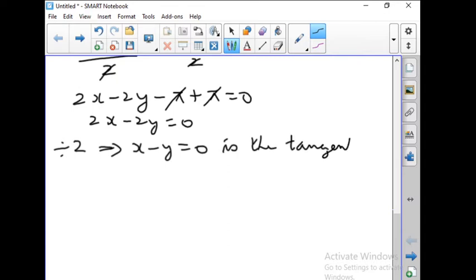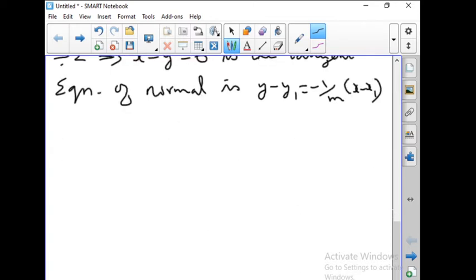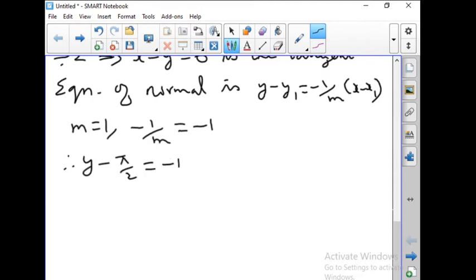Okay. So then we have to find the normal. The equation of the normal is y minus y1 is equal to minus 1 by m into x minus x1. So m is equal to 1. So what about minus 1 by m? It is equal to minus 1. So therefore what we get? y minus pi by 2 is equal to minus 1 into x minus pi by 2.